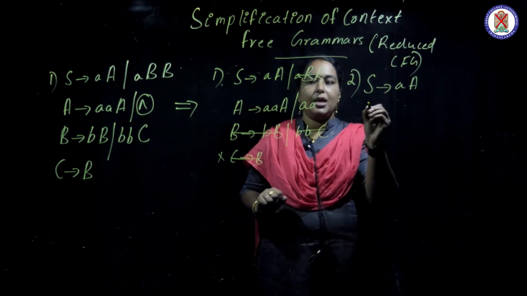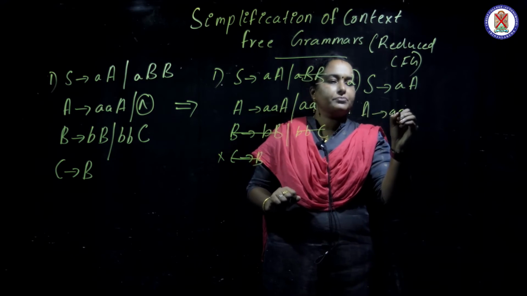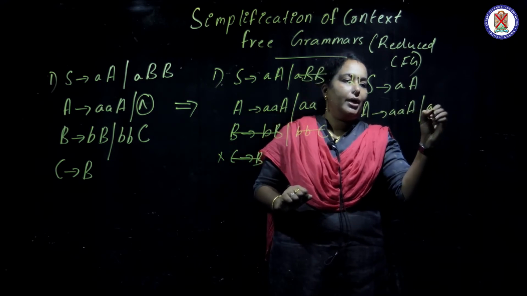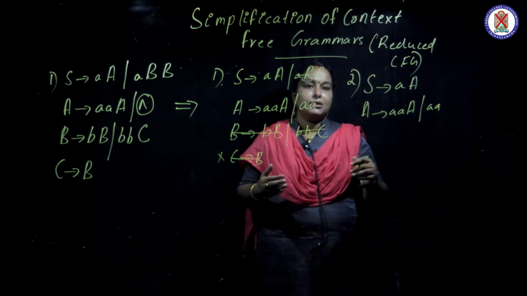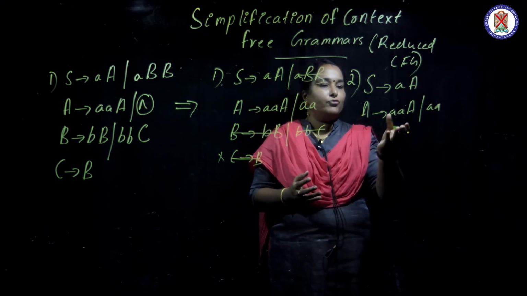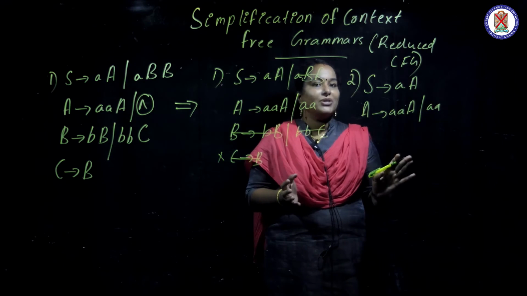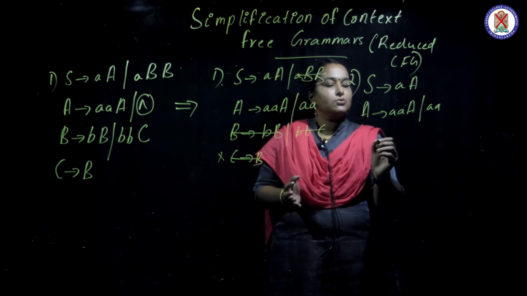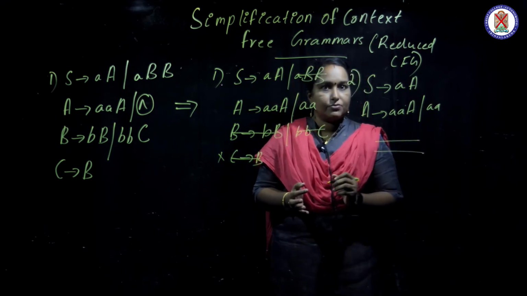So after the removal of the useless symbols, ultimately we get S gives AA, and A gives AA or A. And look at the next step, what is it? Removal of the unit production. Fortunately, this grammar does not contain a unit production, so this is a reduced context-free grammar.